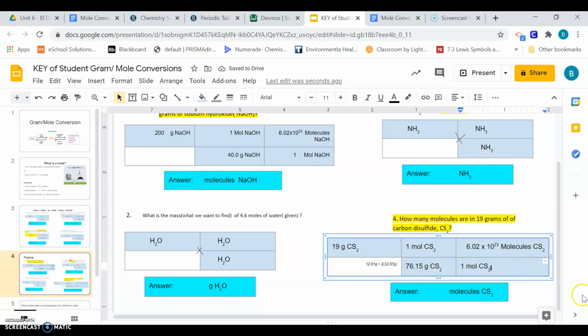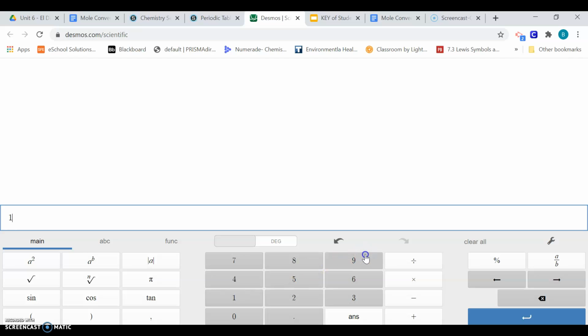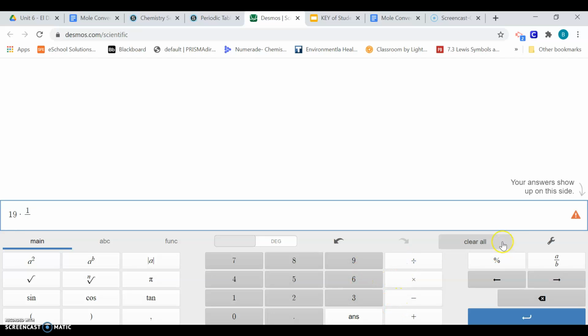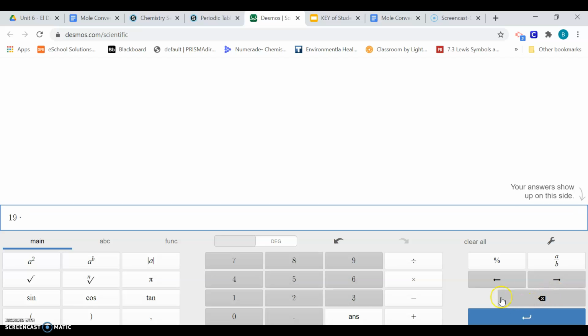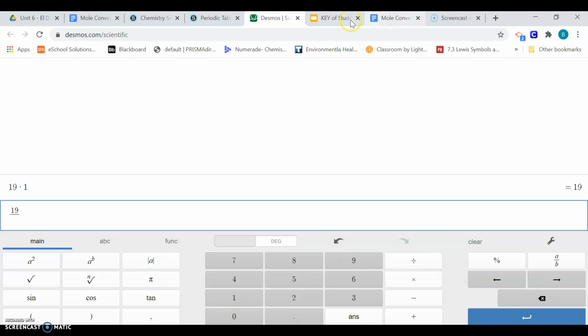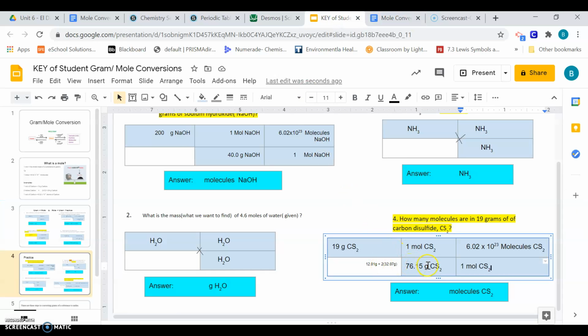So doing this takes a little bit more math. It's still the same: multiply the top, divide by the bottom. There's just an extra step over here. So 19 times 1, 19, divided by 76. So we're going to go to our calculator here. We have 19 times 1, that's step 1, is 19. Then we need to divide it by 76.15.